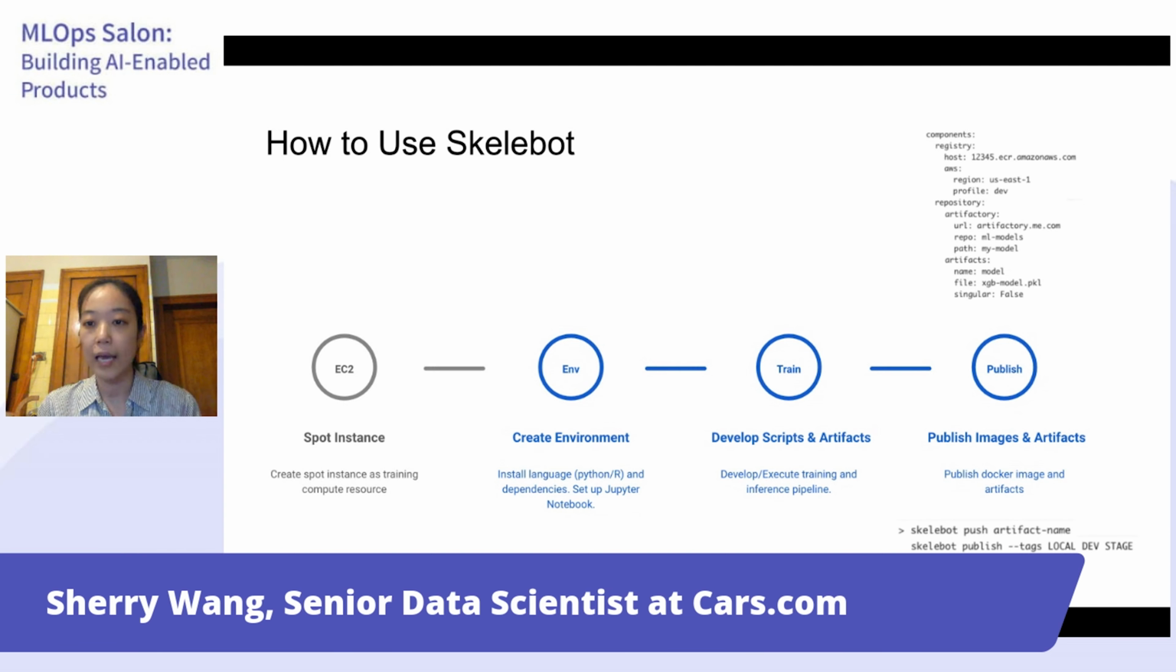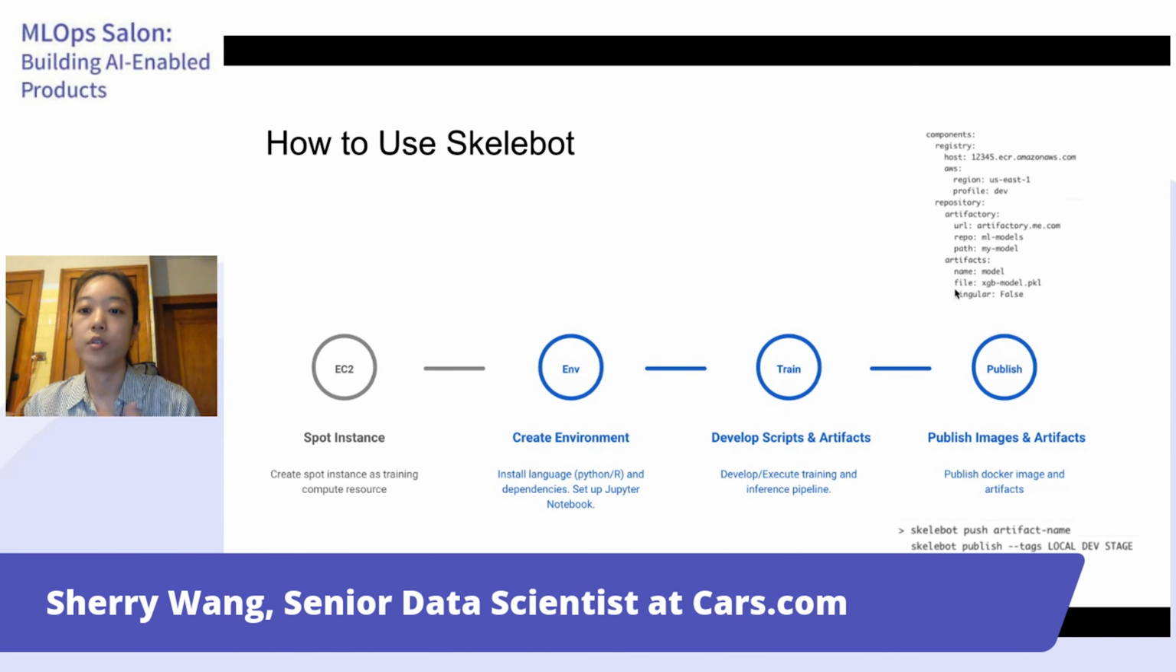So when you already have your pipeline set up, you have your Docker images pretty much built, and also you have your artifacts built, what you want to do is push it to your registry or your repositories. And here again, I'm just specifying where my repositories are, the URL and repo, and also my path. As well as at Cars, we use ECR. So here you see registry, we're using AWS ECR, specify your region and profile.